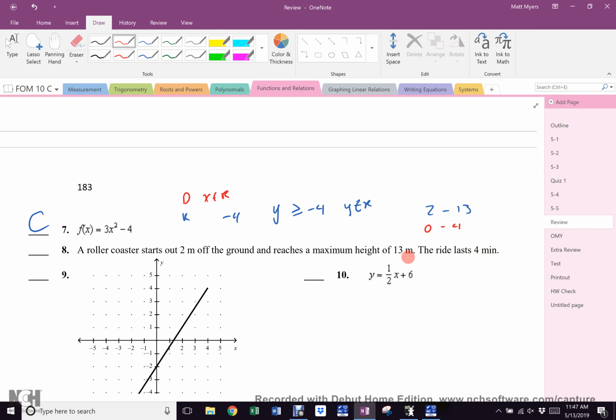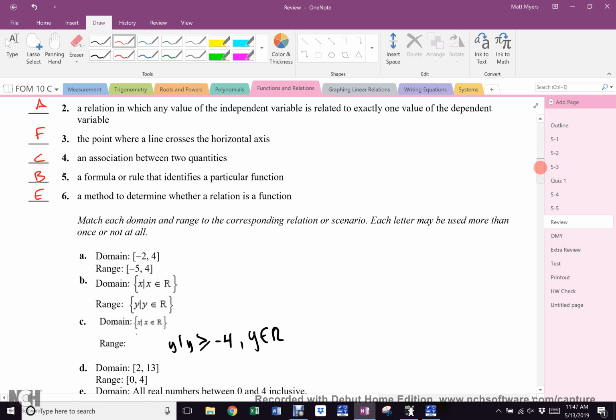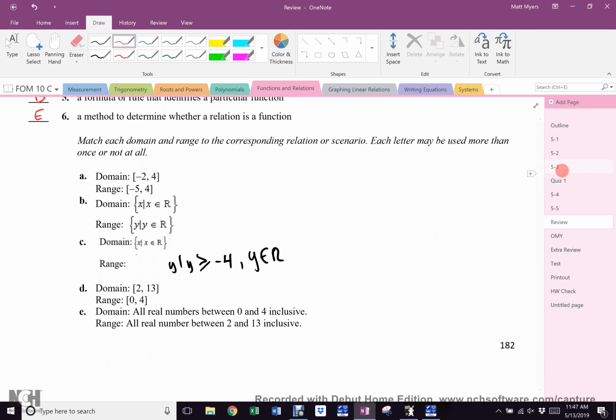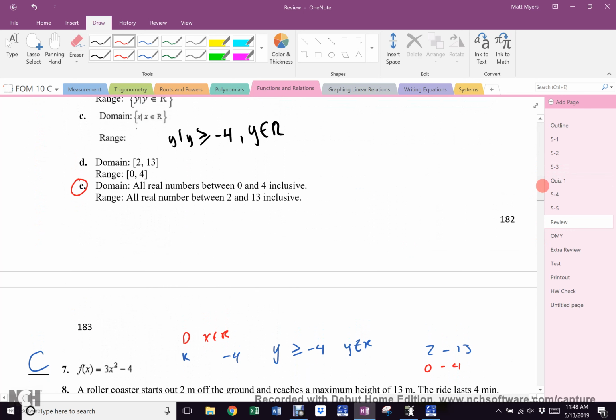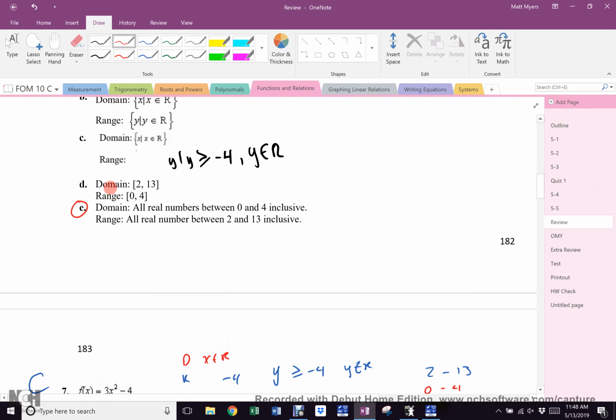Time is the independent variable because the height you are on the ride depends on what point you are on in the ride, yes? When you sit down at 0 seconds, you are not off the ground. You are on the ground. You've all been on roller coasters. So the domain is 0 to 4, which is, where's the domain is 0 to 4? Right there, E. No, because D says domain 2 to 13. The domain is the time. So it is E.